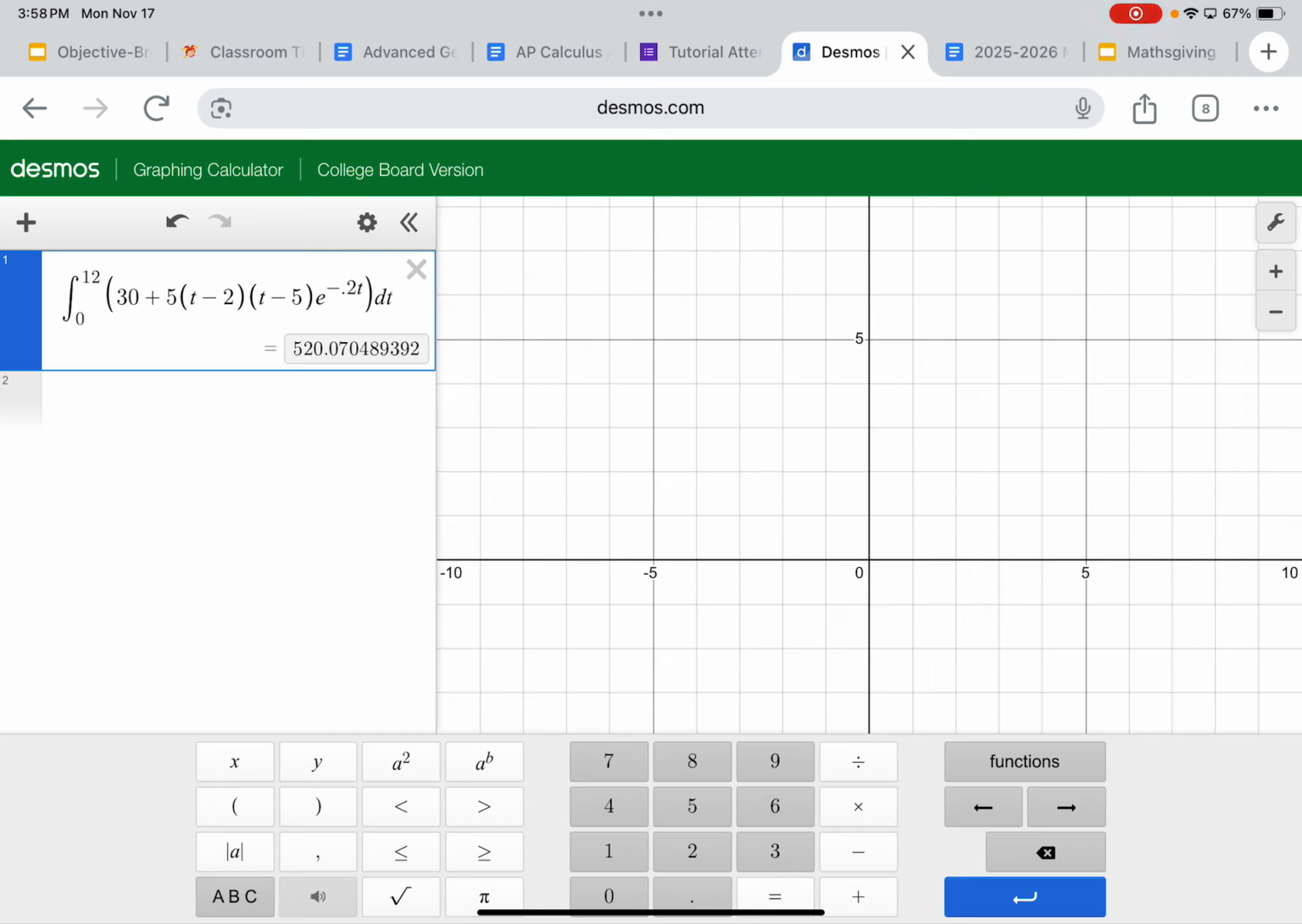Thank you, Hudson. So it says, give your answer to the nearest whole number. What is my nearest whole number? 520. Okay, I'm going to verbalize it. You're going to write the following sentence. Y'all ready? 520 cars enter the parking lot from time t equals 0 to time t equals 12. I'll say that one more time. 520 cars enter the parking lot from time t equals 0 to time t equals 12.